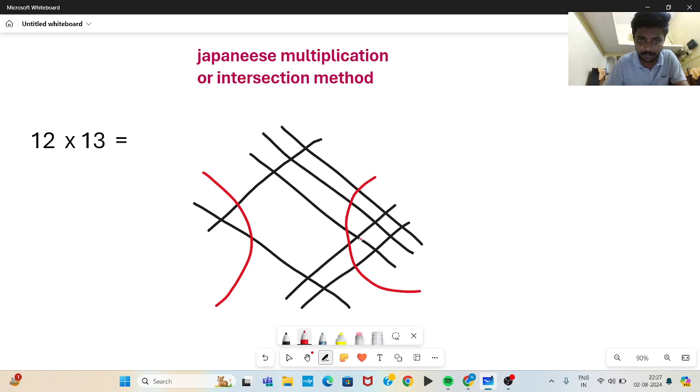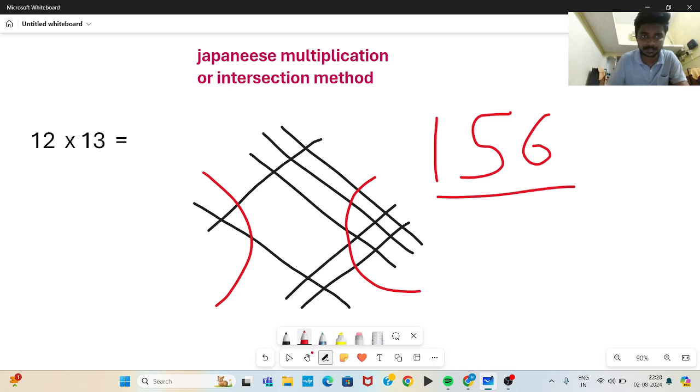Now we have to just count the dots. Let's see how many dots are here. One, two, three, four, five, and six. So our ones place value will be six. Similarly, in the tens place we'll count all the dots. So if we count 1, 2, 3, 4, and 5, we'll write 5 here. And we'll count our hundreds place. Here we have only one dot, so we'll keep 1. So this is the answer. 156 is the answer for this 12 times 13.